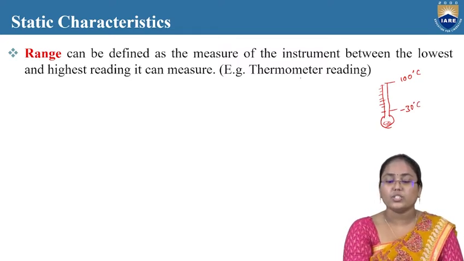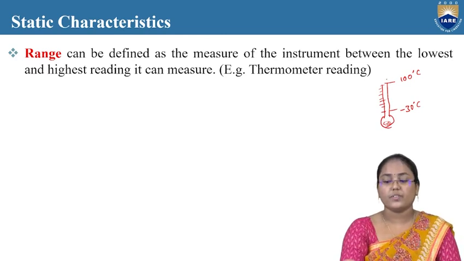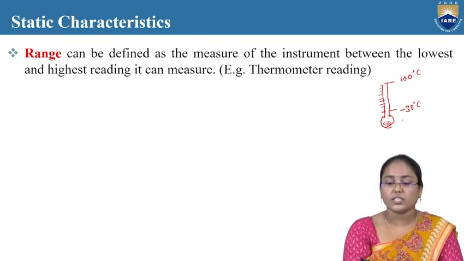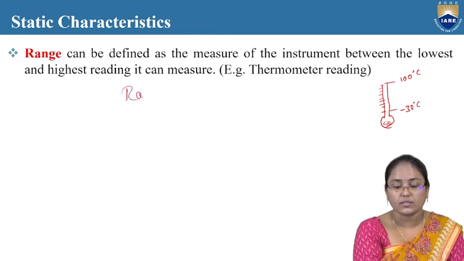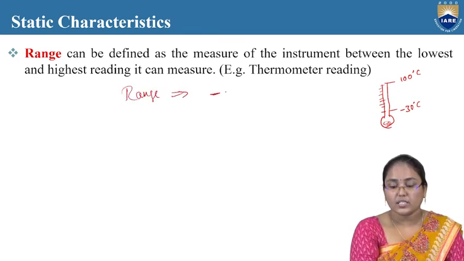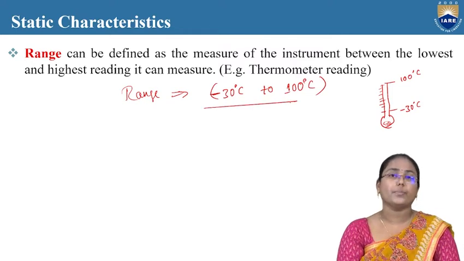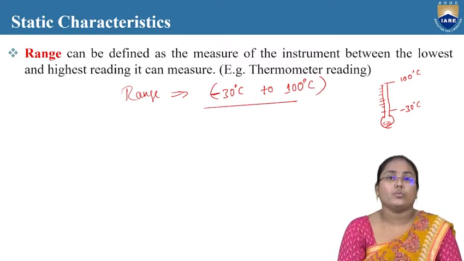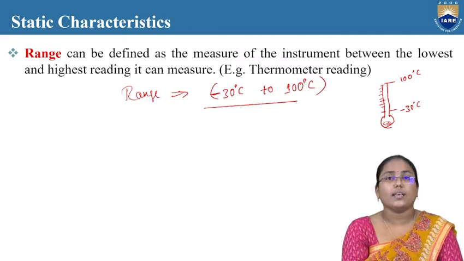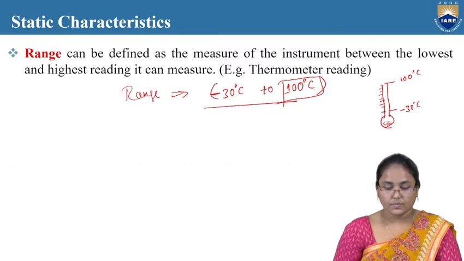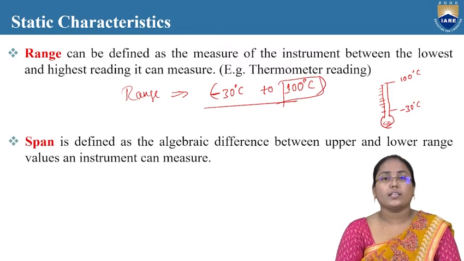Now, if we look at the range of the measurement of this instrument, which is a thermometer, it will be between the lowest and the highest reading it can measure. So the range is minus 30 degrees Celsius to 100 degrees Celsius. This is the operating range of the thermometer. The highest value it can measure is 100 degrees Celsius.